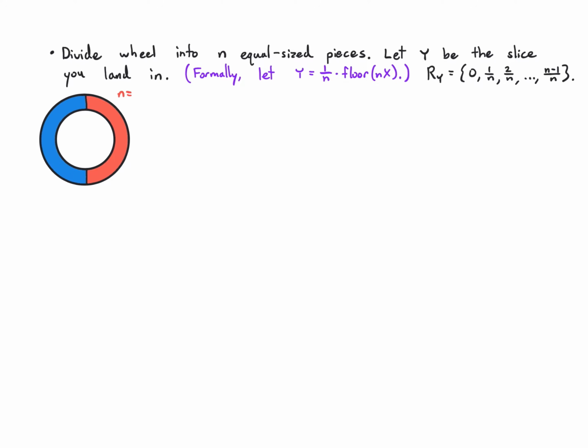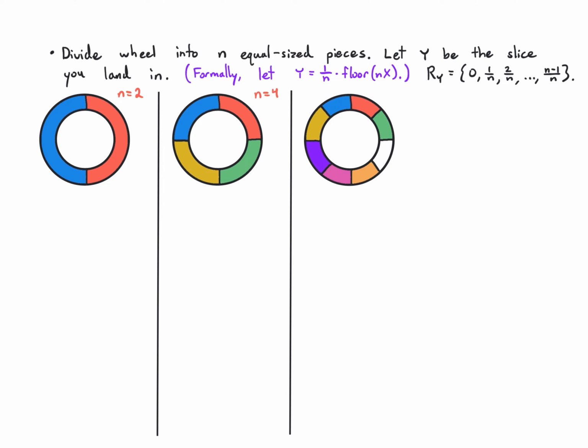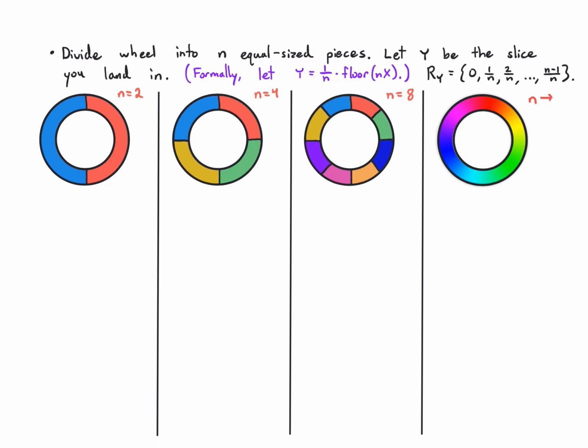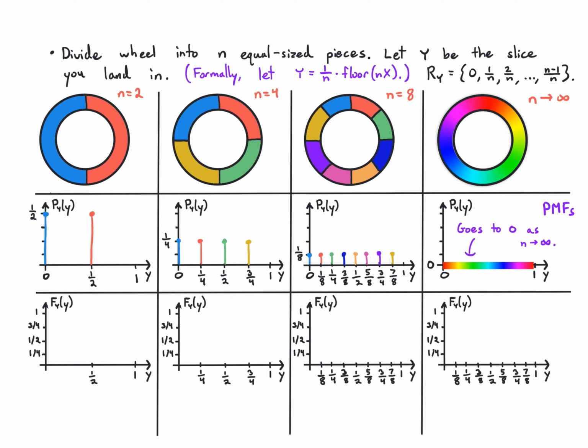What it looks like is at 2, I have 2 slices. At 4, I have 4 pieces. 8 pieces, and I'm just going to keep going as I take the limit to infinity. I'm going to get the following PMFs. I'm going half and half because I'm equally likely to land anywhere, so I'm equally likely to land in blue or in red. Then when I go to 4 pieces, I get 4 pieces with 1/4 each, then an eighth each for 8. And you can see that these values have to go down to 0 as n goes to infinity.